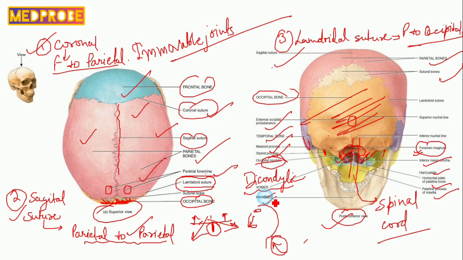So the most important things we got from here are the foramen magnum, the external occipital protuberance, and the sutures. This slide is all about the sutures and some specific key points about the occipital bone. All right, let's move on to another slide.